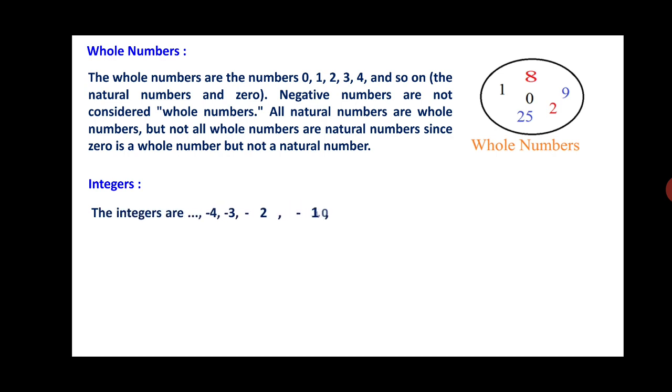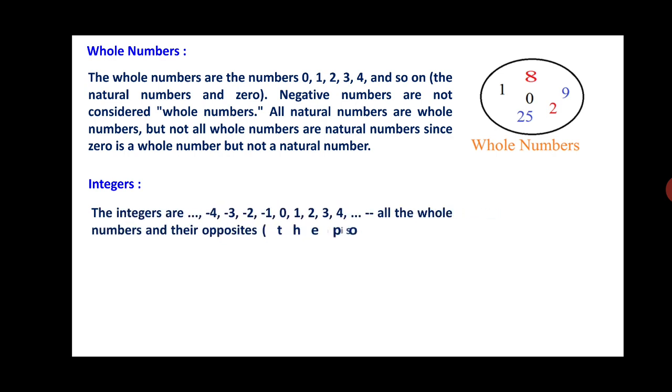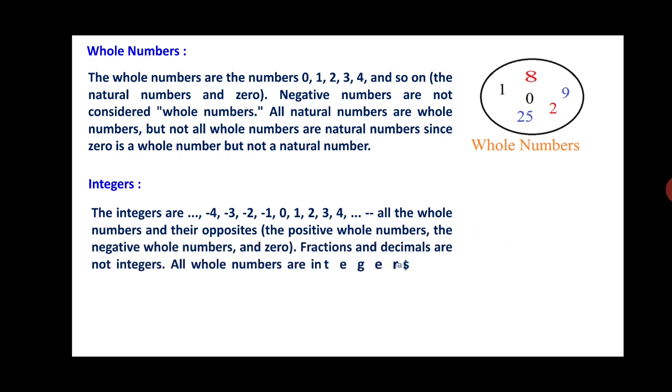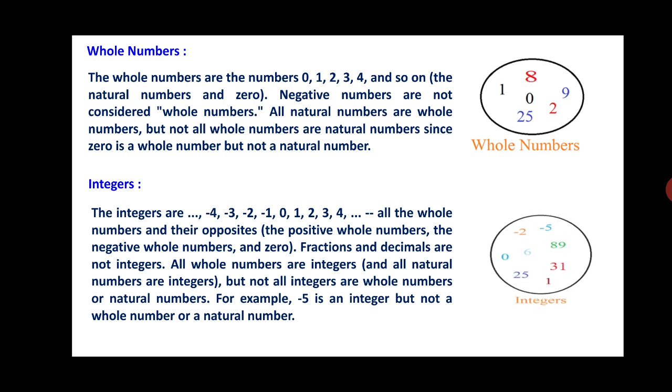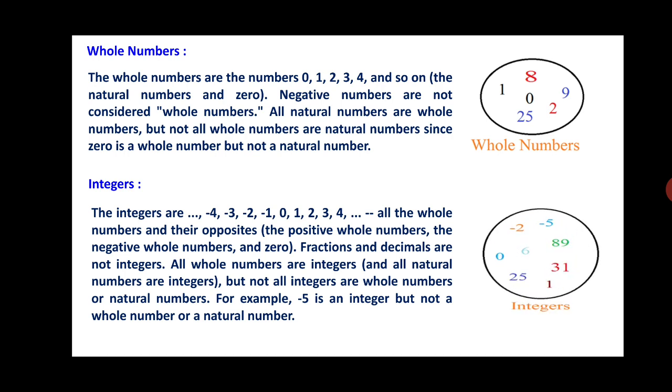Integers. The integers are -4, -3, -2, -1, 0, 1, 2, 3, 4, and so on. All the whole numbers and their opposites. This means the positive whole numbers, the negative whole numbers, and 0 are included in integers. Fractions and decimals are not integers. All whole numbers are integers, and all natural numbers are also integers. But not all integers are whole numbers or natural numbers. For example, -5 is an integer but not a whole number or a natural number. In the adjoining figure, for an example, you can see some integers.